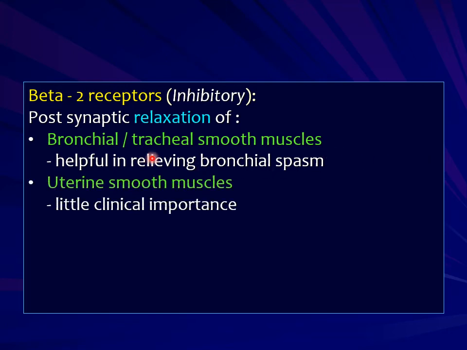They are also present at the level of uterine smooth muscle. So if there is strong uterine smooth muscle contraction, as we see in case of threatened abortion, it may be helpful to relieve that strong contraction of uterine smooth muscle by giving these beta 2 agonists. But clinically, we have seen they have little clinical importance as far as the uterine smooth muscle is concerned.